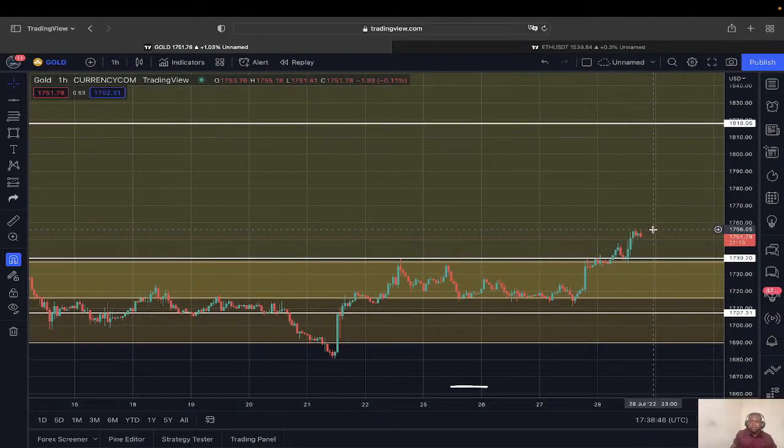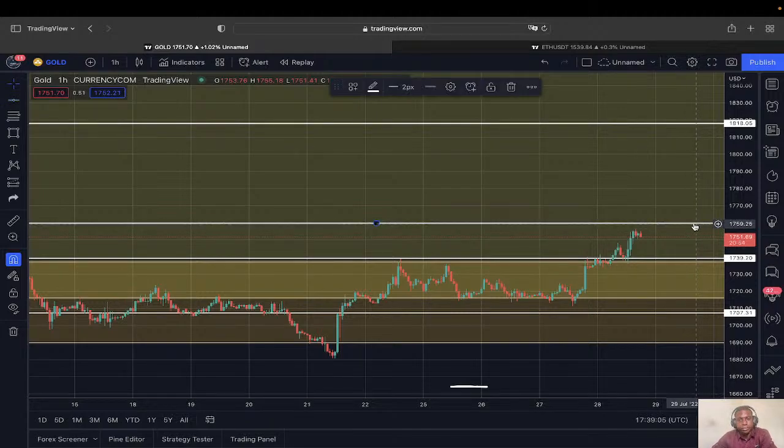So what would I do if I'm going to buy gold? If I'm not confident enough to buy at this price, I would always set my buy order here. When I'm setting my buy order here, I'm setting my stop loss at the next support level and my take profit at the next resistance level.